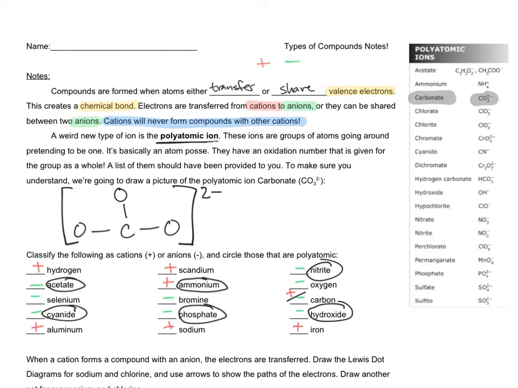All right, so there you can see the answers. I've got red pluses for the cations, green negatives for the anions, and then all of the polyatomic ions, which are ones from this list, are circled in black.